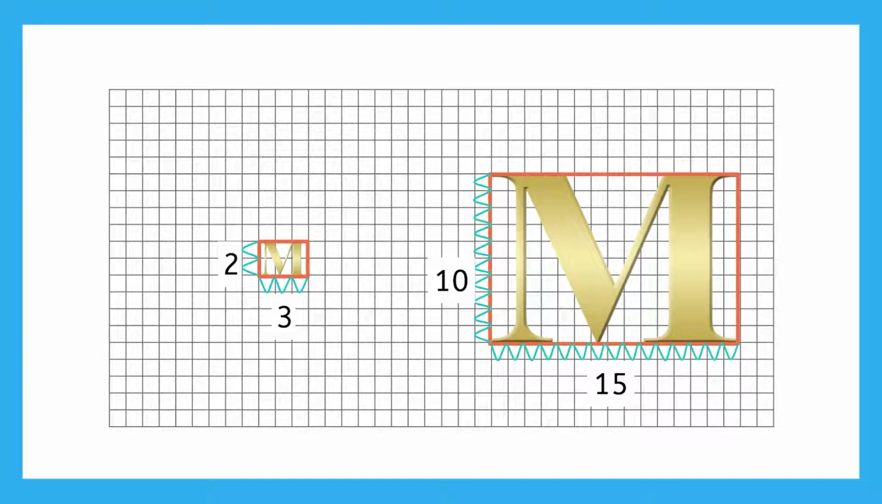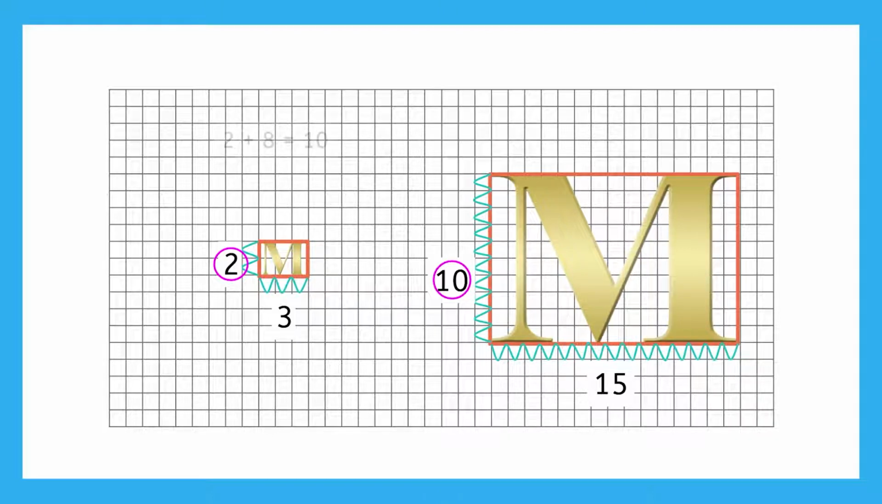Our goal is to make the smaller m into the same size as the larger m. What could we mathematically do to go from 2 units tall to 10 units tall? Pause here and see what you can come up with. So, how can we go from 2 to 10?